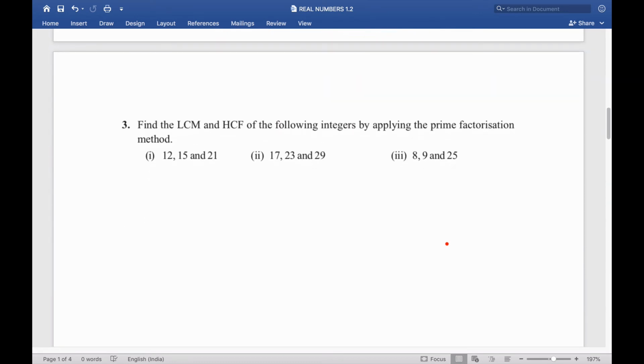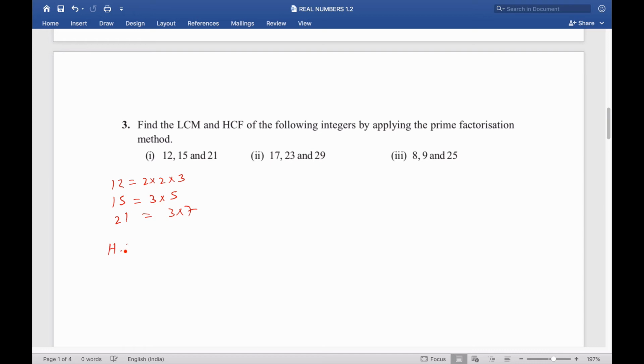Let's move on to question 3. Now it says we need to use simply prime factorization to find the LCM and HCF. That's relatively easy. Let's start with the first part. Now in the first part we have 12, 15 and 21. I can write it in this way. 12 is equal to 2 into 2 into 3. 15 is equal to 3 into 5. And 21 is equal to 3 into 7. So it is clear that all of them have 3.